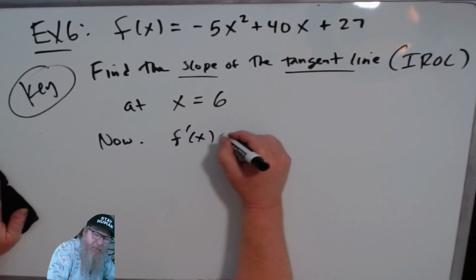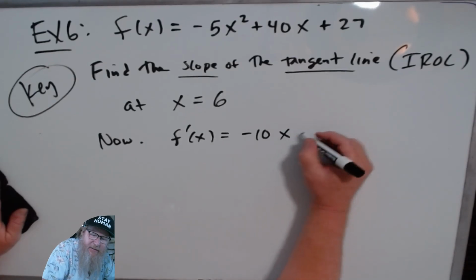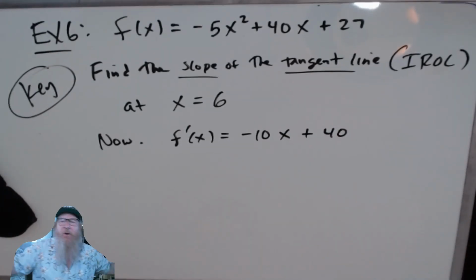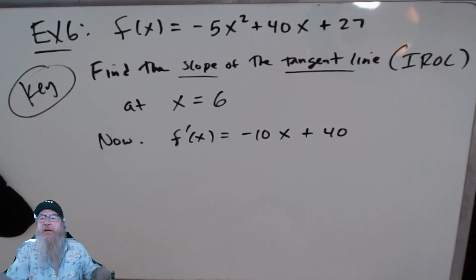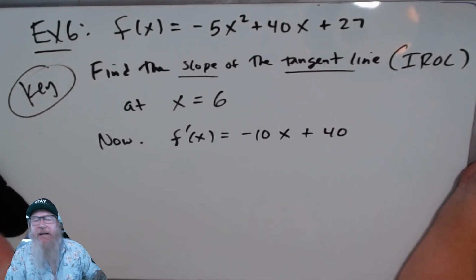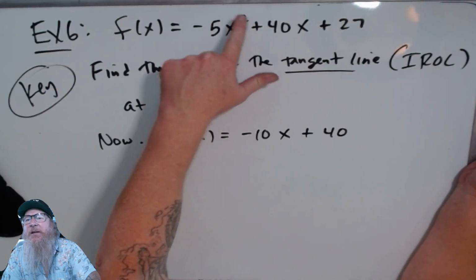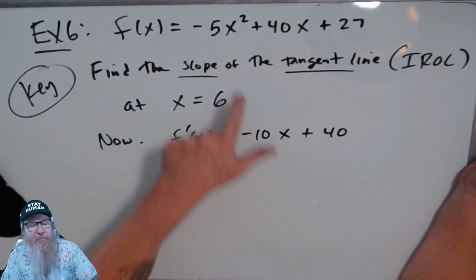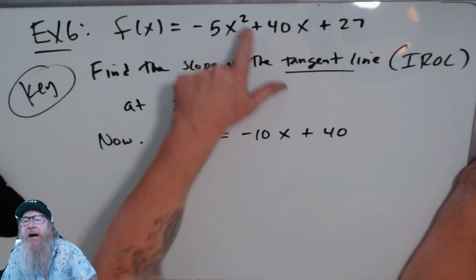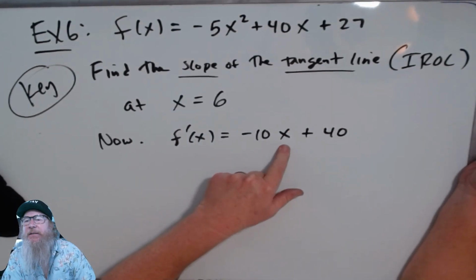First, you find f prime of x. And look at how easy this is. Boom. Done. And that's how quickly you're going to do it when we get to the business applications. You take the 2, you multiply it by the -5, that gives you -10. You subtract 1 from the exponent of x squared and you get x. That's easy.